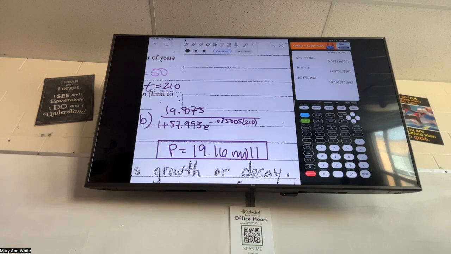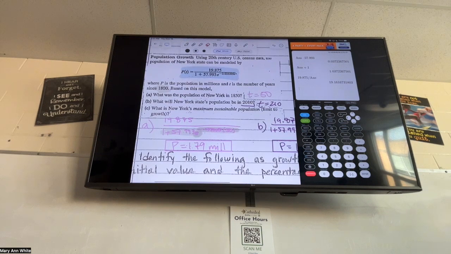Okay, are we ready to talk about letter C? Because I'm going to promise you letter C is no work. There's no work to do on letter C. This problem says, what is New York's maximum sustainable population? And then in parentheses, it says limit to growth. Limit to growth is your horizontal asymptote.